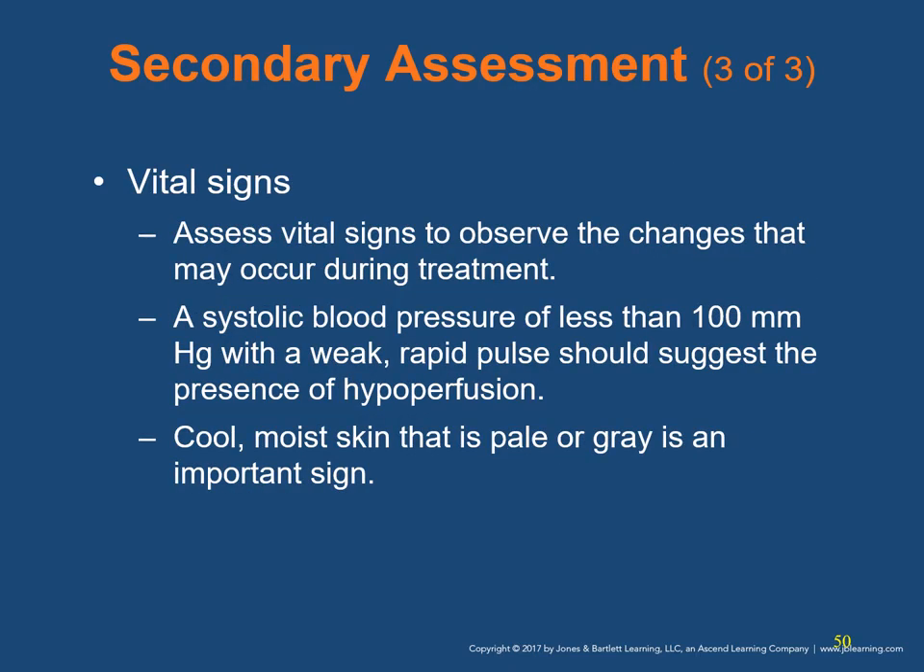Vital signs. Assess baseline vital signs to observe the changes that may occur during treatment. A systolic blood pressure of less than 100 millimeters of mercury with a weak, rapid pulse should suggest the presence of hypoperfusion. Cool, moist skin that is pale or gray is an important sign. In geriatric patients and patients who take certain blood pressure medications, the pulse rate may not increase with early shock. Try to determine the patient's baseline blood pressure. Obtain a medical history and list of medications.